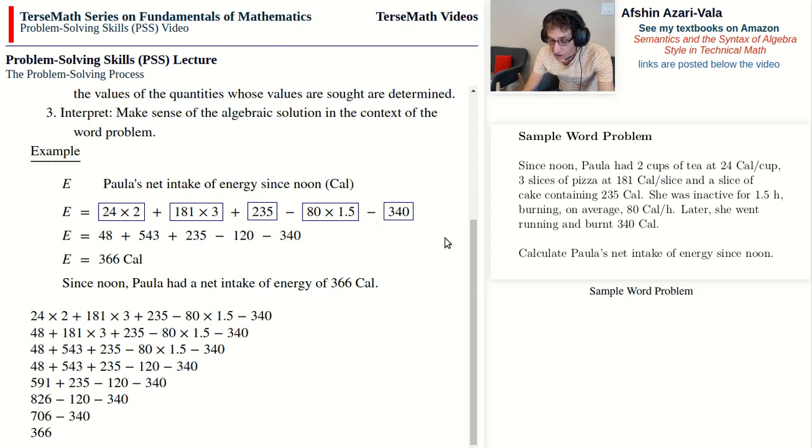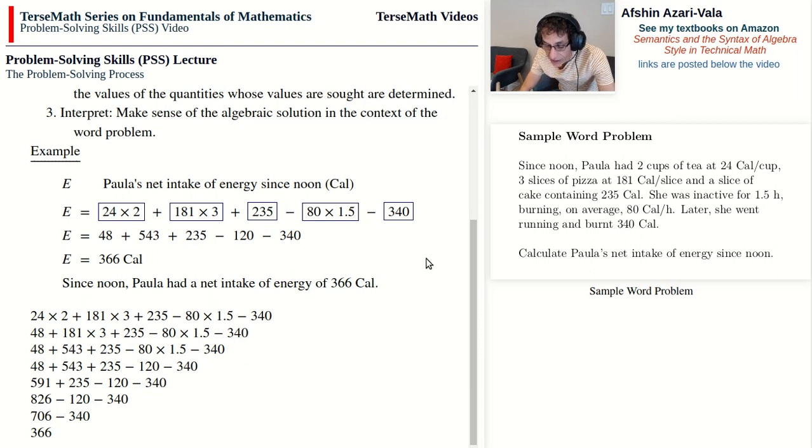All right, so this understanding that this is how an algebraic expression breaks down, again, this is an agreement that we break an expression along the lines of additions and subtractions. It shows us that the way we view an expression would be in terms of stuff that we will be adding and subtracting. Now, these stuff may need to be worked out, of course, before we can add them and subtract them, which naturally leads us to do 24 times 2, then 181 times 3, 235 stays, 80 times 1.5 becomes 120, and then 340 goes here.